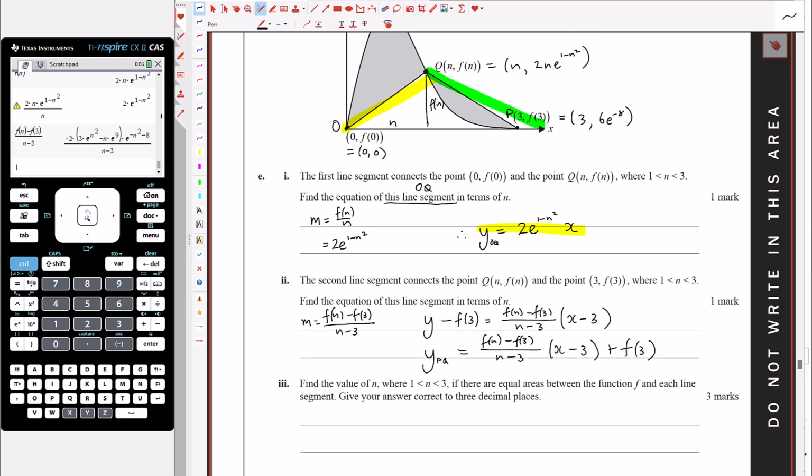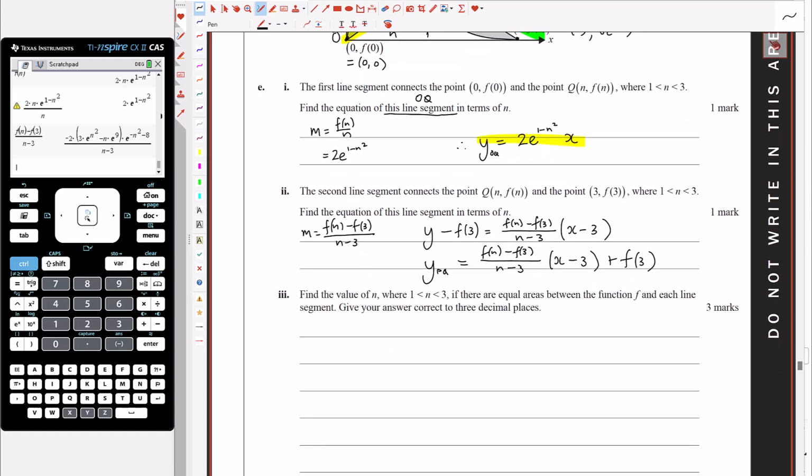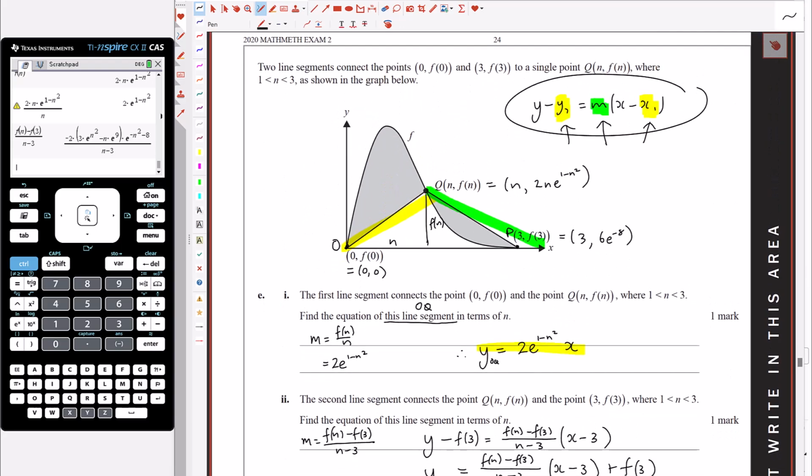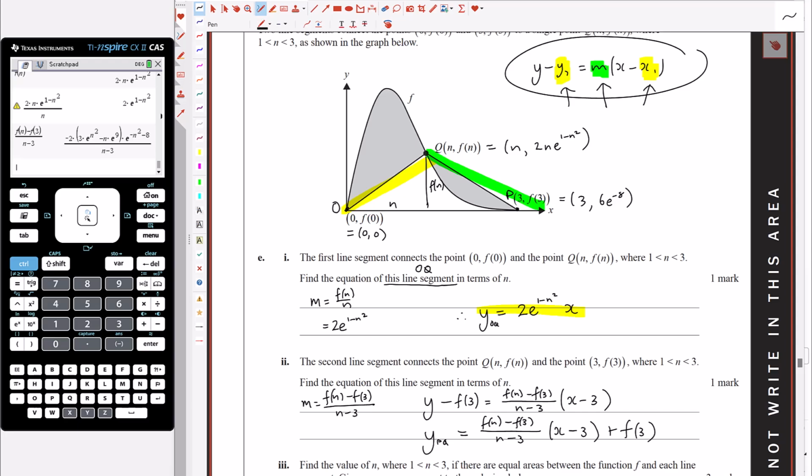Okay, so then we want to find the value of n, where n is somewhere between 1 and 3, if there are equal areas between the function f and each line segment. Essentially we want these two grey areas shaded up here to be the same. Now, that's going to mean setting up some ugly integrals with these ugly equations, but given they're straight lines, it's going to be a bit more efficient in terms of what I write for me to use the triangles that I've got sitting there.